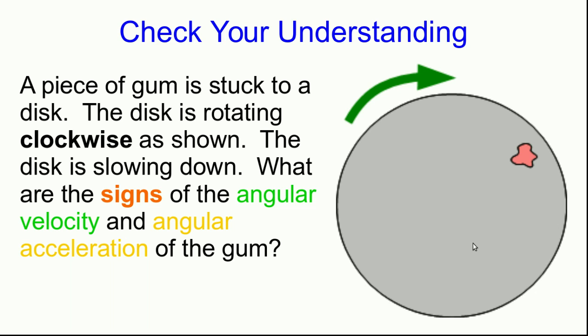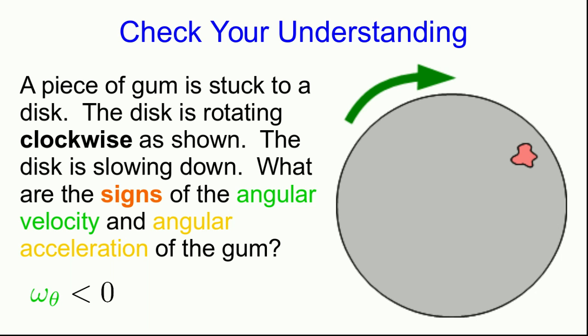What did you come up with for the signs of this angular velocity and angular acceleration? Well, the angular velocity is the easy part. Our convention is that counterclockwise is positive, and this is going clockwise, and so the angular velocity must be negative. The angular acceleration is a little harder to figure out. But look at it this way.